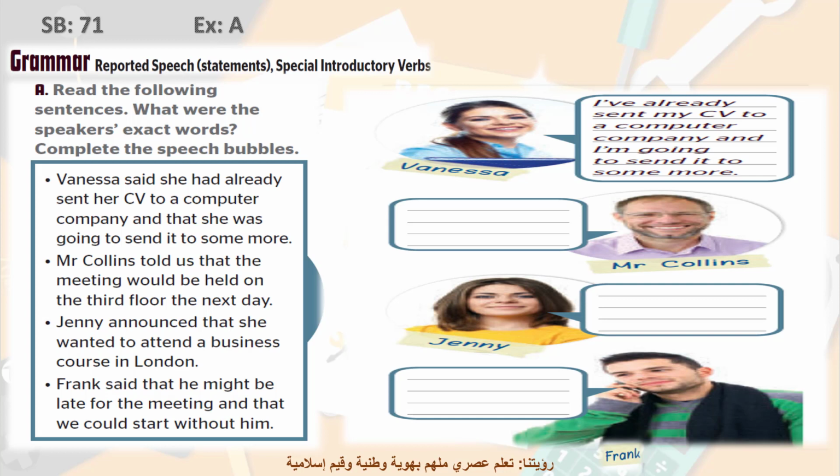Please pause the video and do the exercise writing the exact words of Mr. Collins, Jenny, and Frank. After that, play the video again to check your answers. Good luck. Here are the answers. Mr. Collins told us that the meeting would be held on the 3rd floor the next day. His exact words are, yes, the meeting will be held on the 3rd floor tomorrow. So, would is turned into will, and the next day is turned into tomorrow.